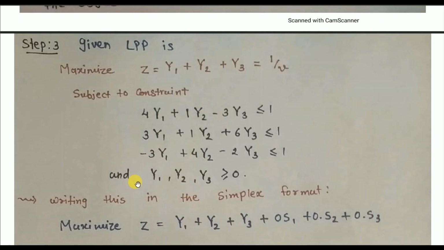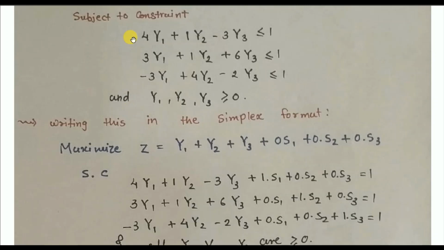Try to solve it by the simplex method. First, writing this given LPP in simplex format, that means we have to add slack variables to remove the inequality sign and convert these inequalities into equations. So first we do this.